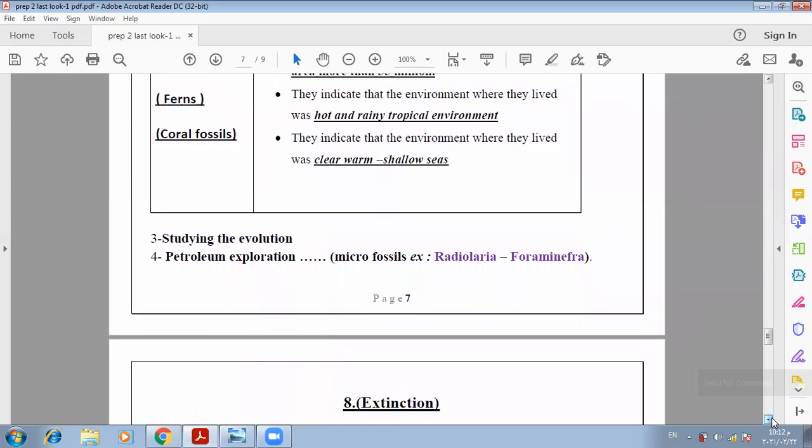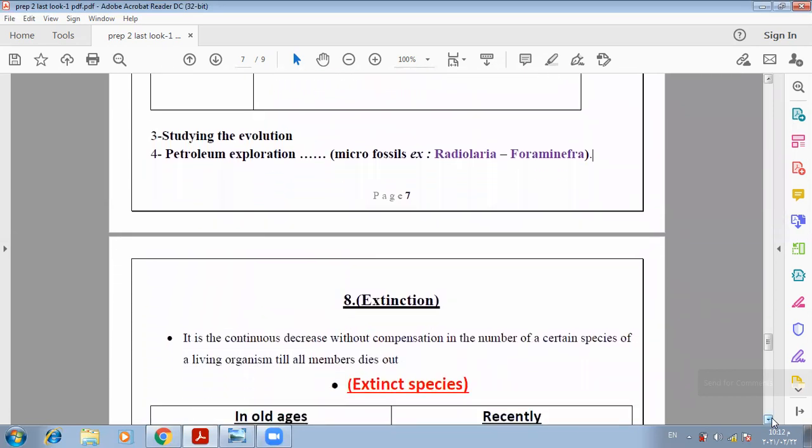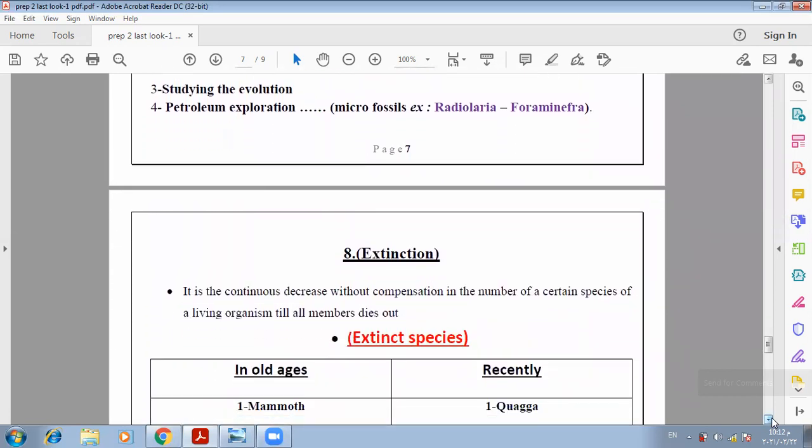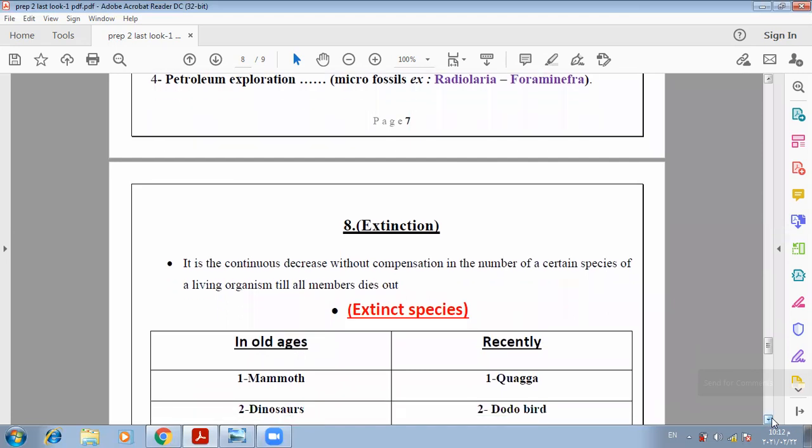Right. Next lesson, extinction. It is a continuous decrease without compensation in the number of certain species of a living organism till all the members die out. It is a continuous decrease till there is no species. There is not a single species left, which means I have extinction.